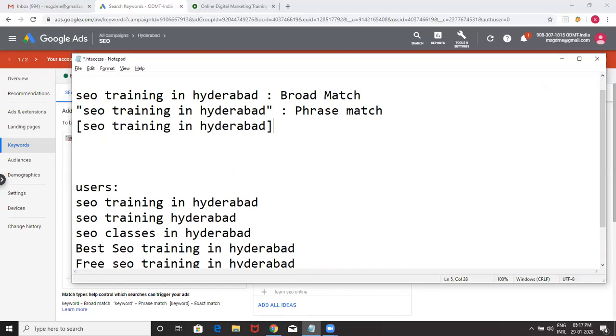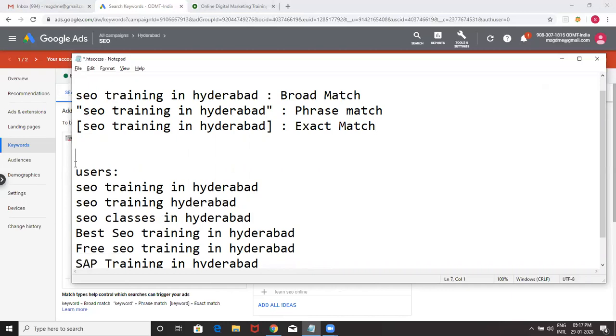SEO training in Hyderabad. Exact match. So exact match works in such a way that the customer has to type the same thing. It has to be the same. Even you can't add anything before and after.